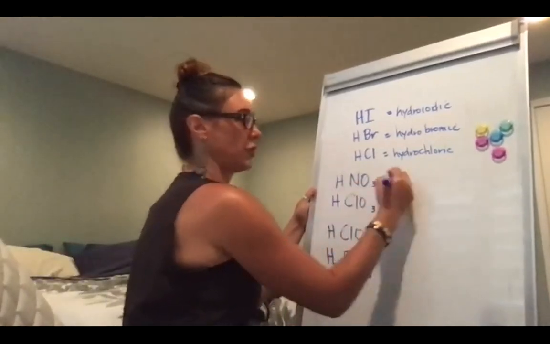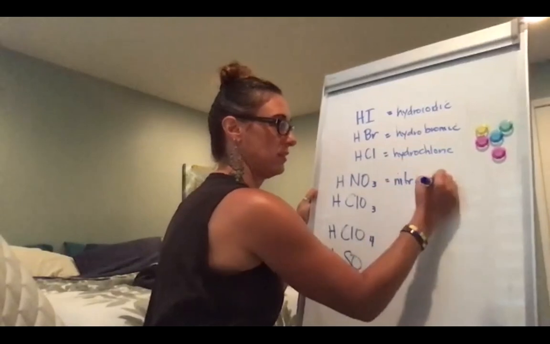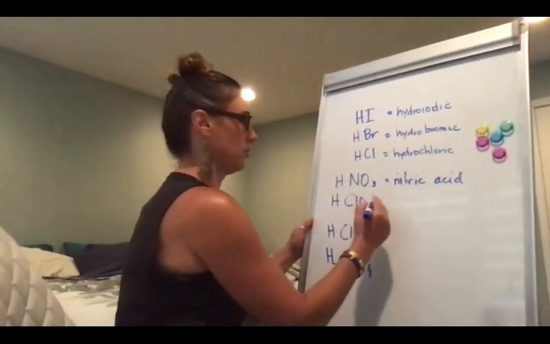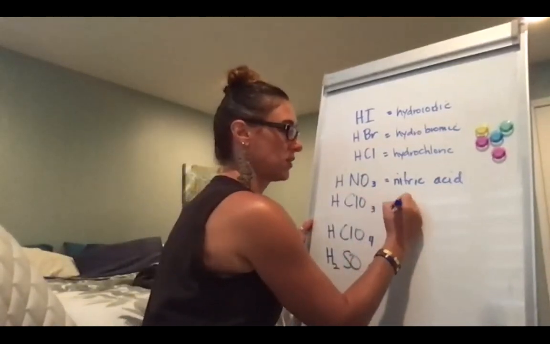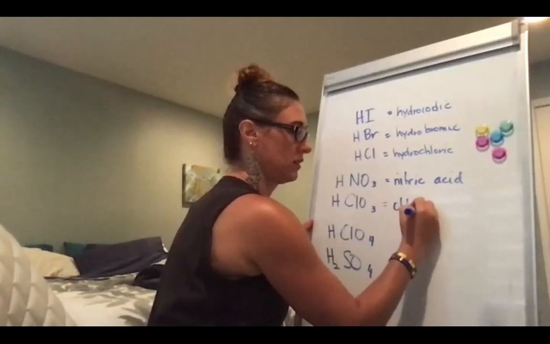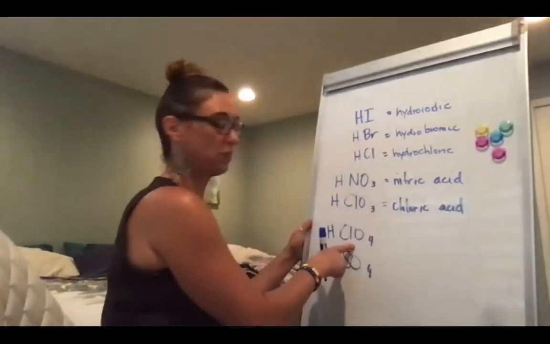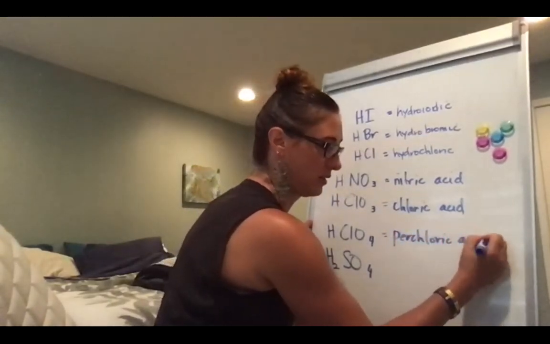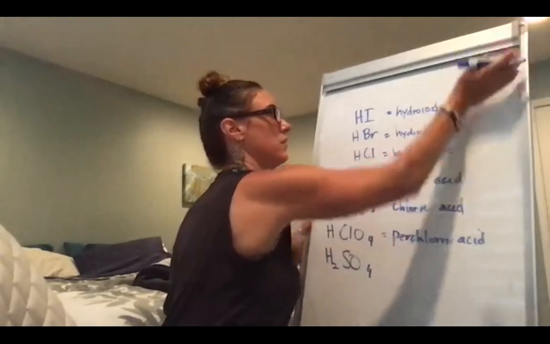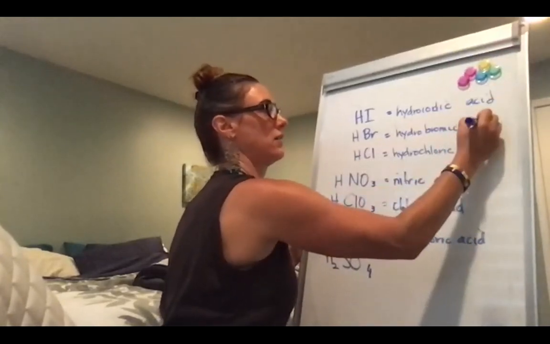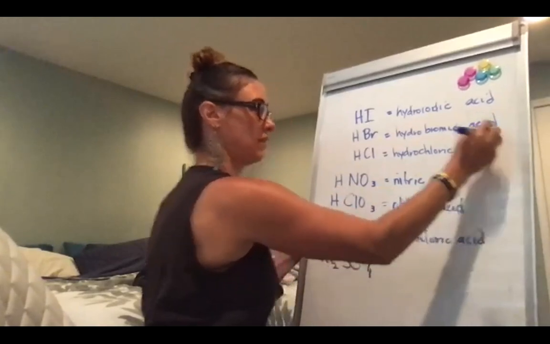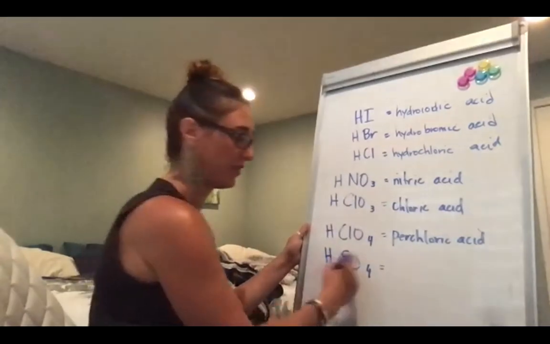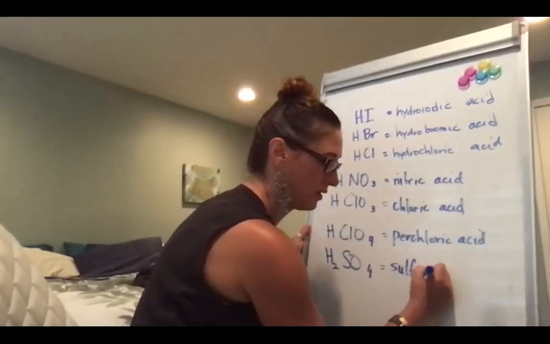This one, this is nitrate, so it becomes nitric acid. And remember, nitric acid was that really especially nasty one I told you about. This is chlorate, so this becomes chloric acid. This is perchlorate, so it becomes perchloric acid. Right, and all these would be acid after them too. Okay. And then this one was our exception. Instead of sulfate becoming sulfic, it's sulfuric acid.